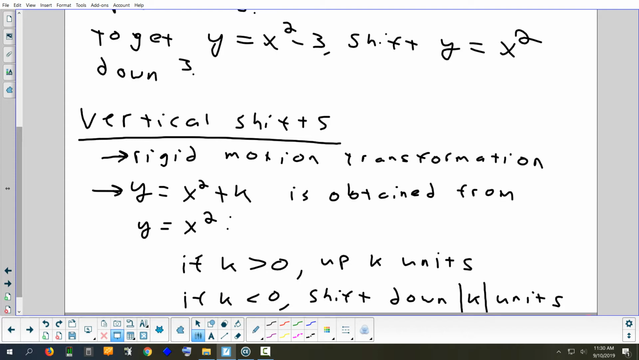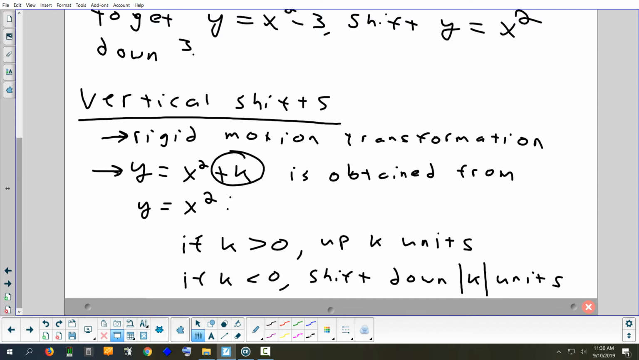And if you have y equals x squared plus k, could be plus or minus, it depends. If k is greater than 0, so if that part right there is greater than 0, it's going to shift up. If that part is less than 0, it's going to shift down. Now, why did I put shift down absolute value of k units?